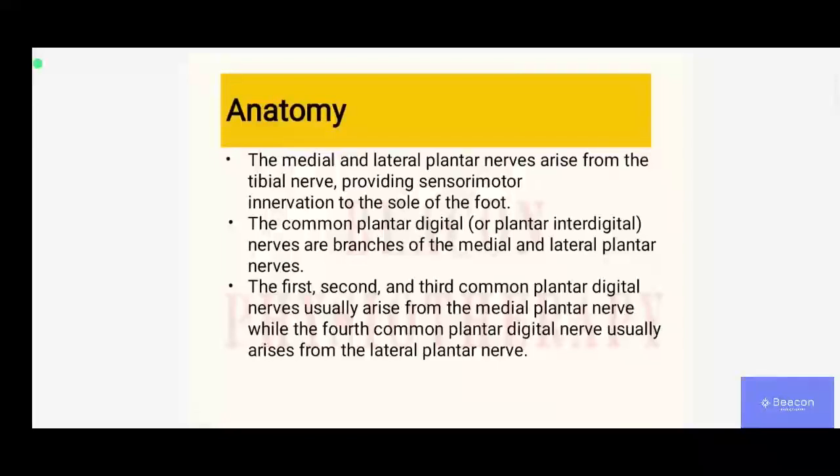Anatomy: the medial and lateral plantar nerves arise from the tibial nerve, providing sensory and motor innervation to the sole of the foot. The common plantar digital nerves are branches of the medial and lateral plantar nerves. The first, second, and third common plantar digital nerves usually arise from the medial plantar nerve, while the fourth common plantar digital nerve usually arises from the lateral plantar nerve.